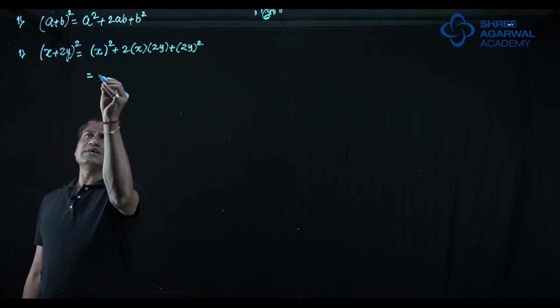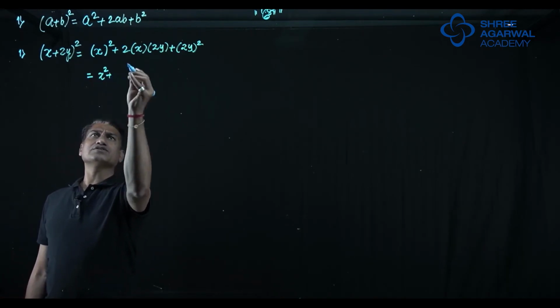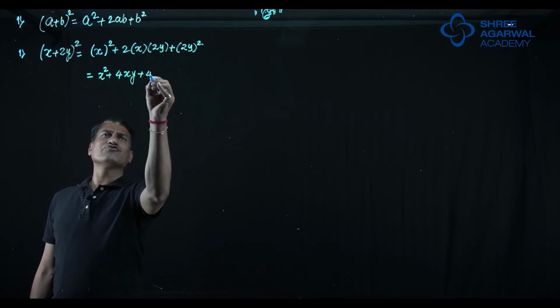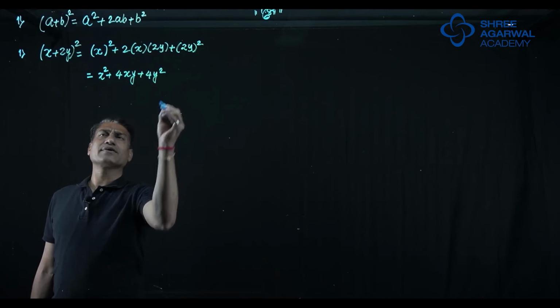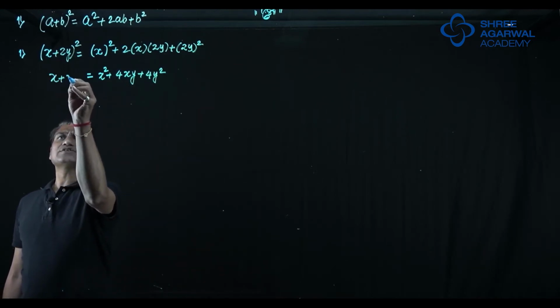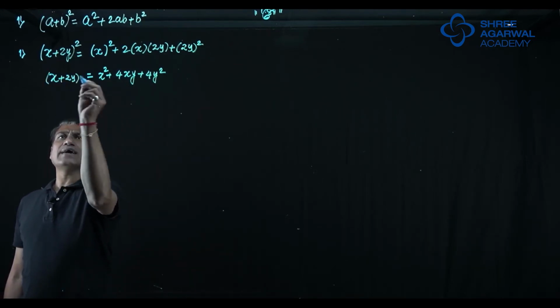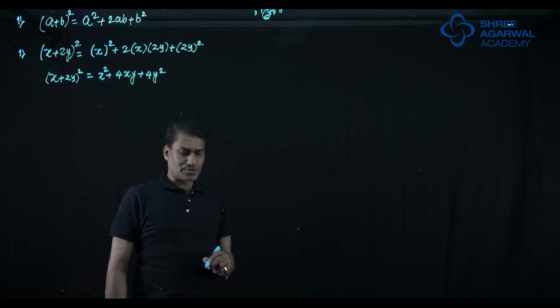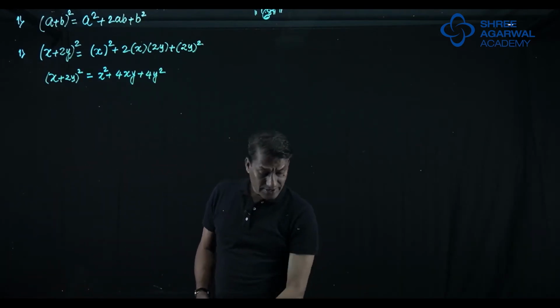So this would be x² + 2 2s are 4xy + 4y². So the expansion of (x+2y)² is this much. I hope you understood. Let us take the next one.